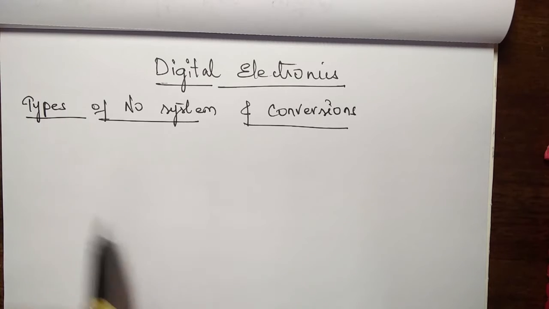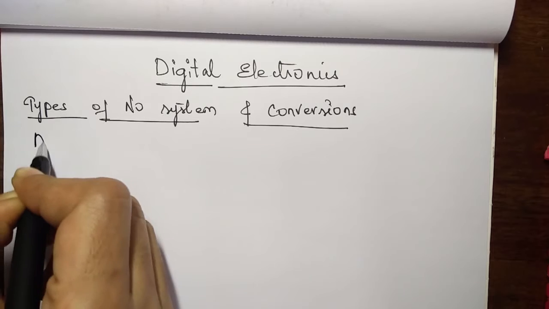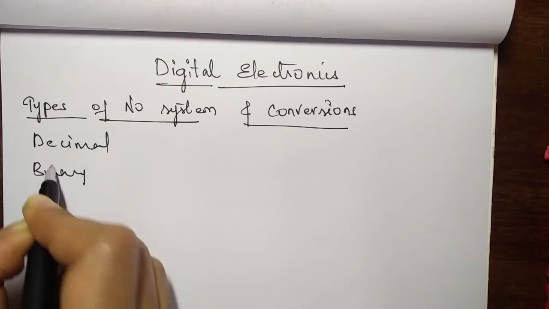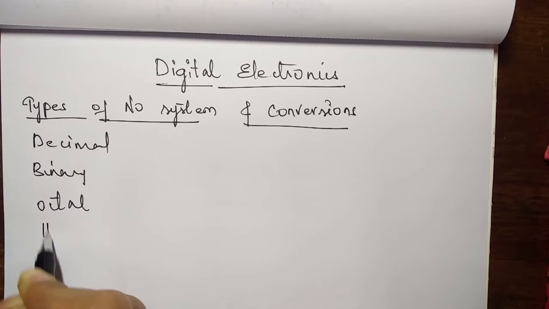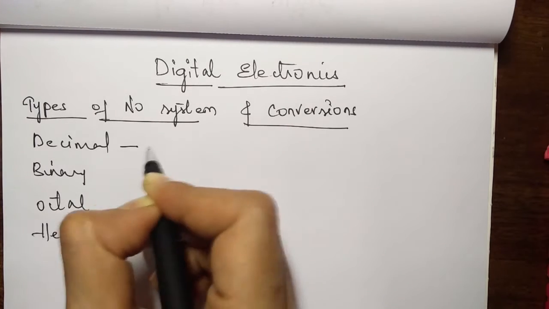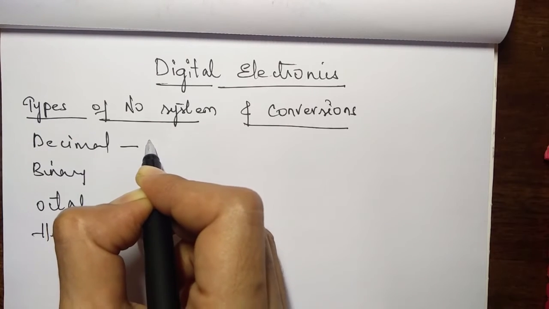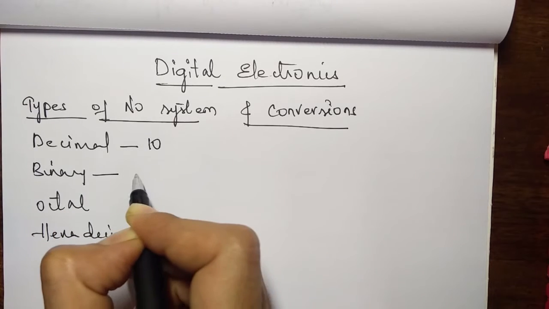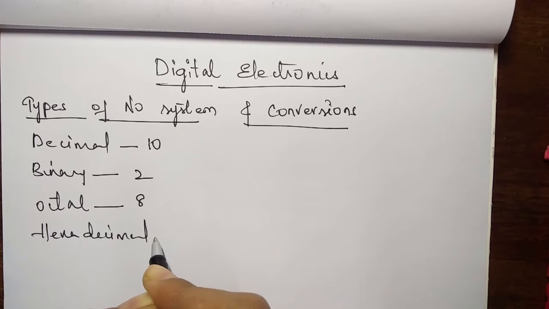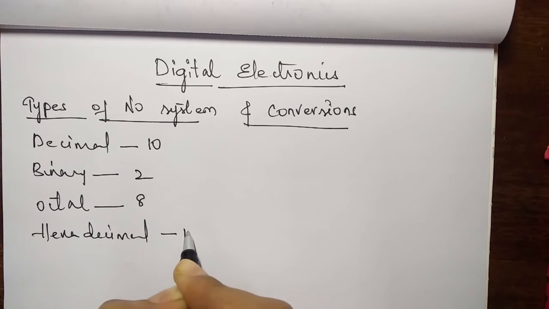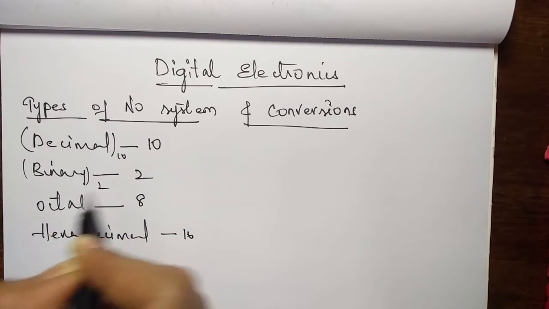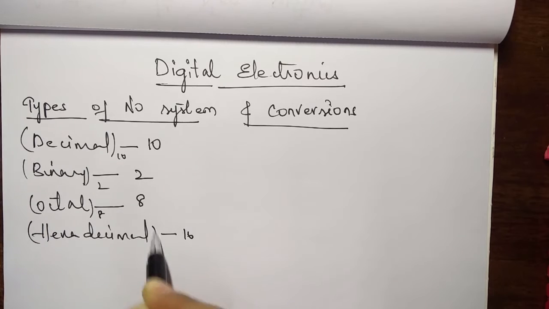So the types of number systems, as I said earlier, are the decimal number system, binary number system, octal number system and hexadecimal number system. And I also told you their base values. The decimal number system base value is 10, binary is 2, octal is 8 and hexadecimal is 16. You can also write them in subscript, like 10, and 16.